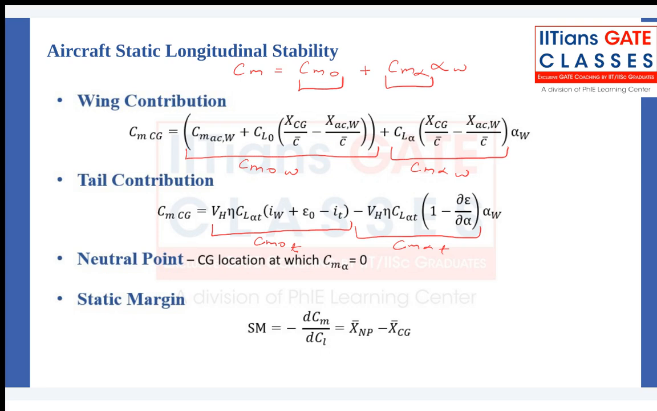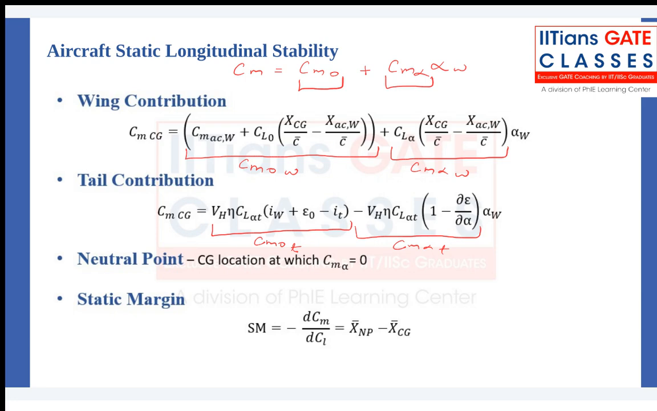Each of the aerodynamic surfaces on the aircraft contributes towards Cm naught and Cm alpha. Those contributions, when it's just a wing and tail, I have written here. We'll do the derivations in detail maybe in the next session. But is this clear? Just for a basic understanding, once we derive the equation, it will not seem as tedious as it does right now.